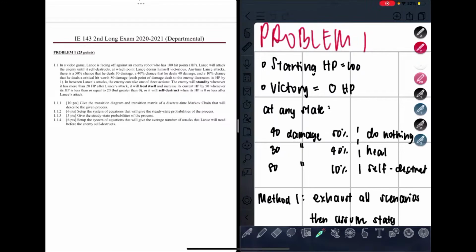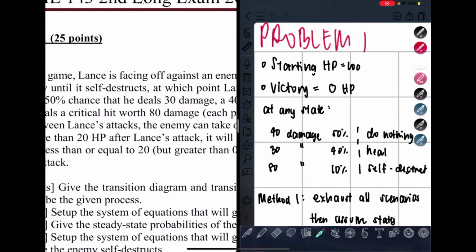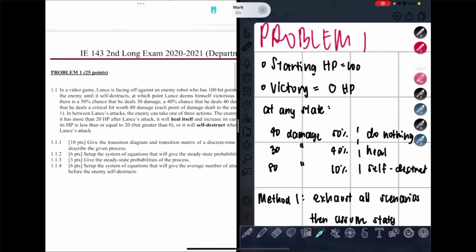Each point of damage dealt to the enemy decreases its HP by 1, so it's one-to-one. In between Lance's attacks, the enemy can take one of 3 actions. The enemy will stand by whenever it has more than 20 HP after Lance's attack. It will heal itself and increase its current HP by 50 whenever its HP is less than or equal to 20 but greater than 0, or it will self-destruct when its HP is 0 or less after Lance's attack. Recall that self-destruct is the condition before he wins.